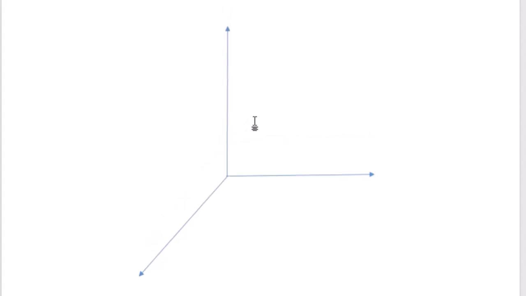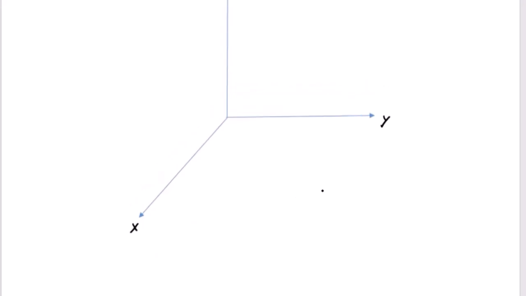So this is frame A, the reference frame. This is our X-axis here. This is our Y, and this is our Z-axis. This is for the reference frame: XA, YA, and ZA. So this is frame A.